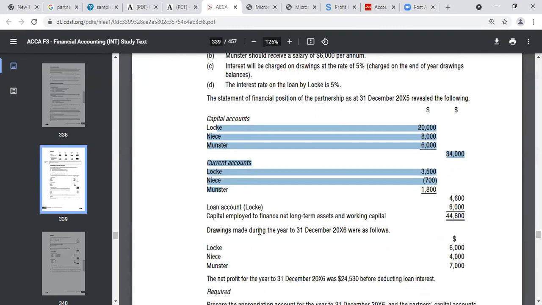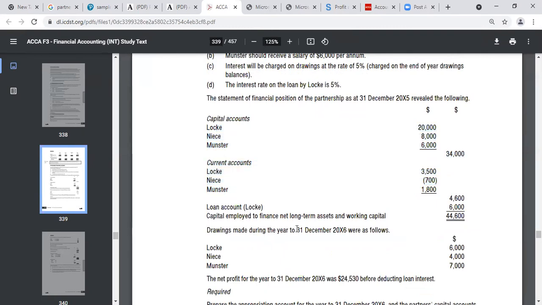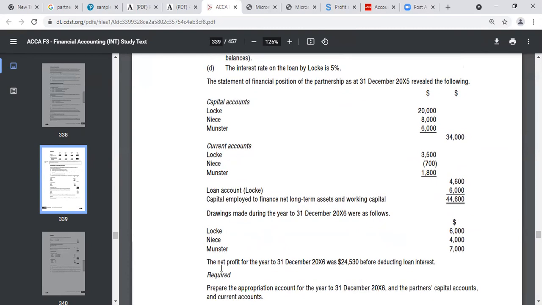Then they have also gone ahead to say that the drawings made during the year to 31st December 2016 were as follows. So we have Loki, that value. Then we have Nice, that value. Then we have Monster, that value. Then they proceed to tell us that the net profit for the year to 31st December was 24,530 before deducting the loan interest. Like we saw, the loan interest should be deducted in the appropriation account. So they are right to basically give us this information.